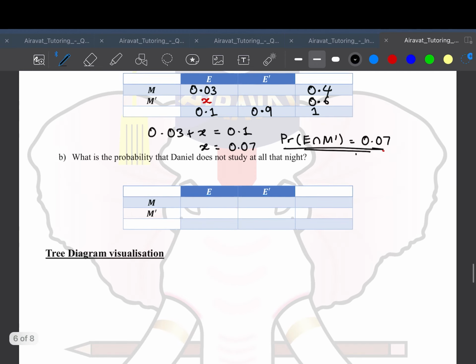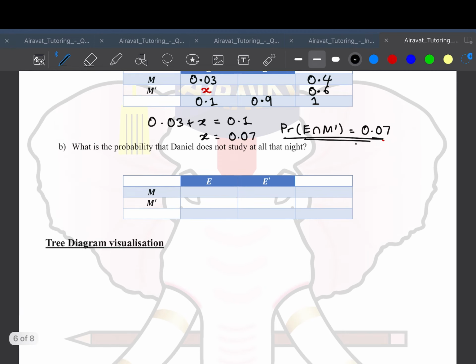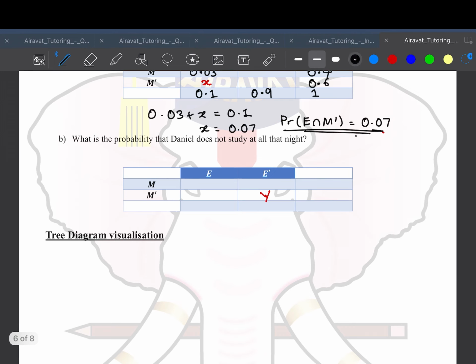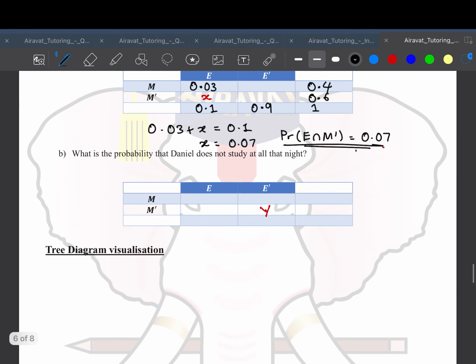Alright, now what is the next question? What is the probability that Daniel does not study at all that night? Well, does not study at all, meaning he does not study English, nor does he study math methods, and they intersect at this block, so I'm going to call it Y. Now we only need a couple of pieces of information and not the whole Karnaugh map to figure this one out. So we know the value of X over here from above, so we can fill that in real quick, and we know that this is going to be 0.6.